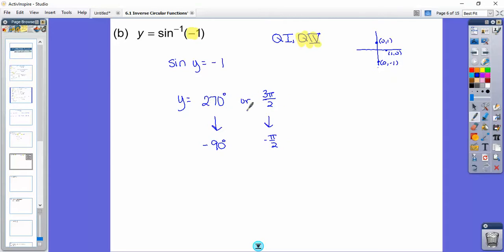I feel like you guys are probably more comfortable with the positives, and so that's fine. You can certainly answer it that way. Just be aware that if you're trying to check your answers, or if you're looking at an example in the book, they tend to write the negative. I do not care. 270 and -90, those are coterminal. Add or subtract 360, you get to the same point. So I don't care which notation you use.